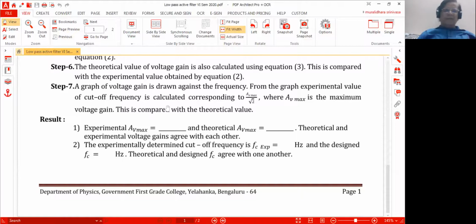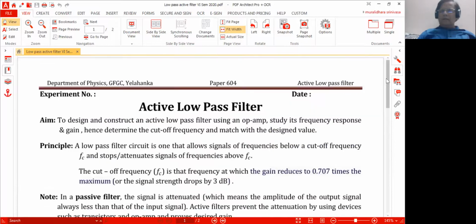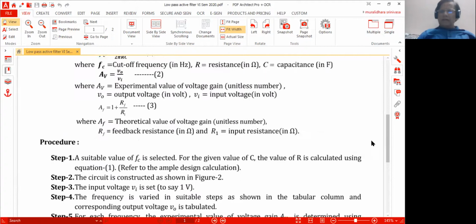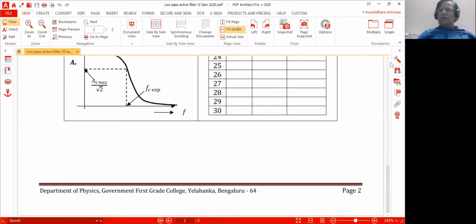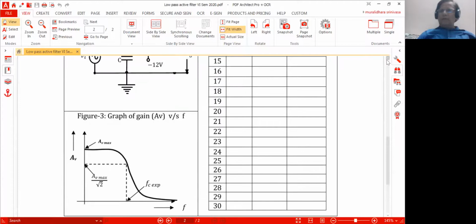From the graph, estimate the point corresponding to AV max by √2. Draw a horizontal line, it cuts the curve at some point, drop the ordinate, that gives you the cutoff frequency. Compare the cutoff frequency with the theoretical frequency, you should be fine. If they agree well, you have done a good job. If they don't agree, where is the fault? Most likely you would have chosen components wrongly, which you can check and probably rectify.